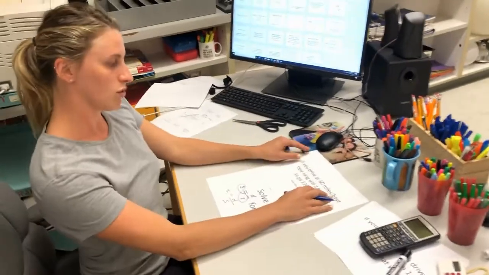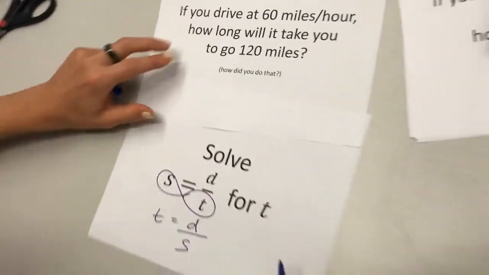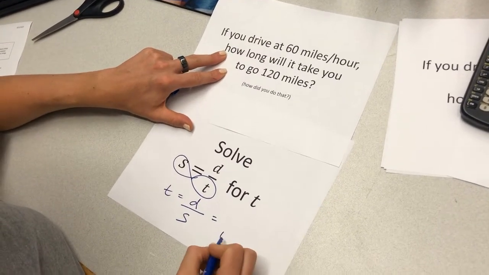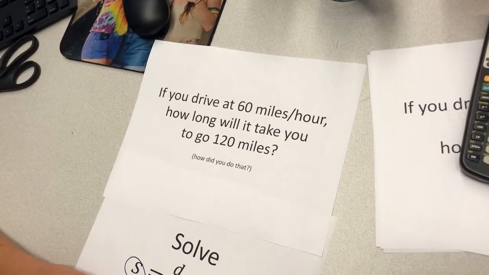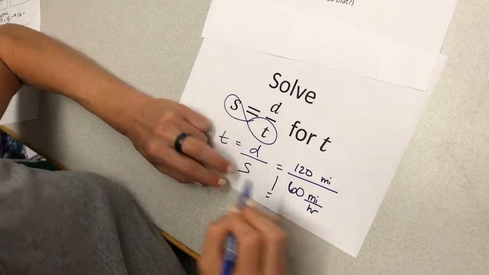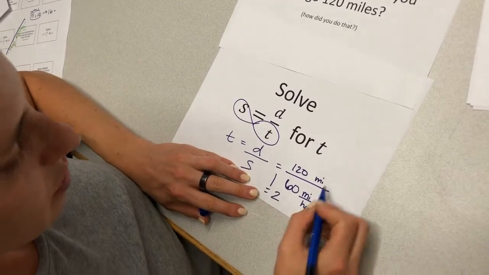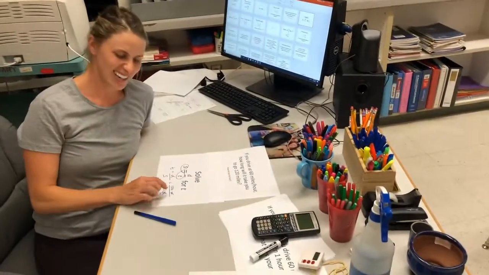Coming back to our question up here, you said, Boykin, how do we do this? Well, let's plug in some numbers. If you drive at 60 miles per hour, that's our speed. How long will it take you to go 120 miles? I plug this into my calculator. 120 divided by 60, I get 2. And I know that my units for time is hours. Boom, done. Do you think I need to explain the units?